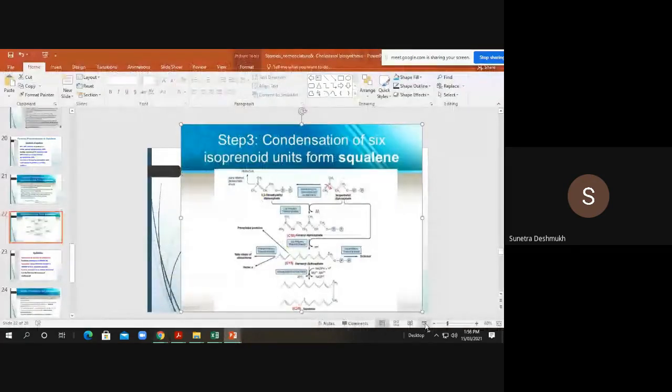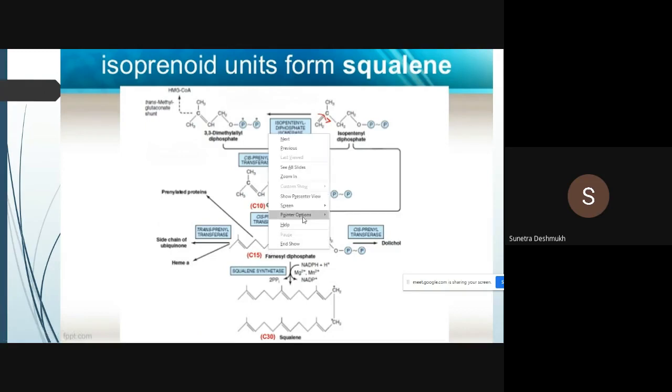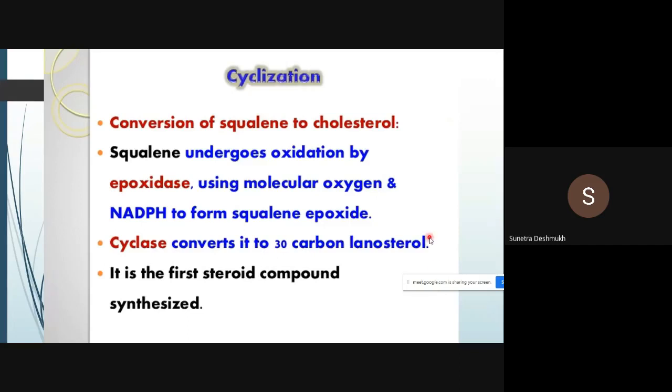Okay, so we were here somewhere: six isoprenyl units we can combine together to form squalene. So we are here, over that 2 moles of farnesyl diphosphate. We condense 2 moles of farnesyl diphosphate together to get our squalene molecule, which has 30 carbon atoms. So this is the first thing we need to synthesize cholesterol.